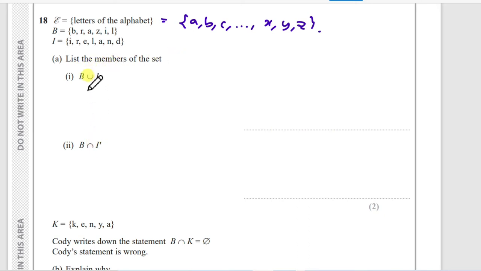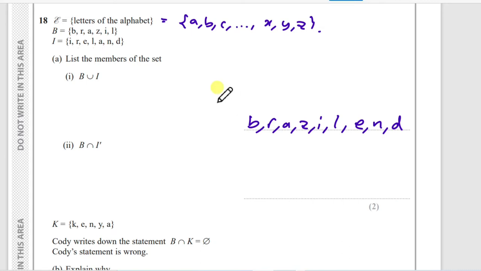And this one means intersecting. So uniting means everything in the set B and I. So list all the letters that I have. So in the B we have, well, we're going to list everything: B, R, A, Z, I. And then try not to repeat letters. So I can see that I has been repeated, A has been repeated, and R has been repeated. E, nope. Oh no, L is repeated, obviously, see? And then N, and then D. Okay? It just helps to double check.